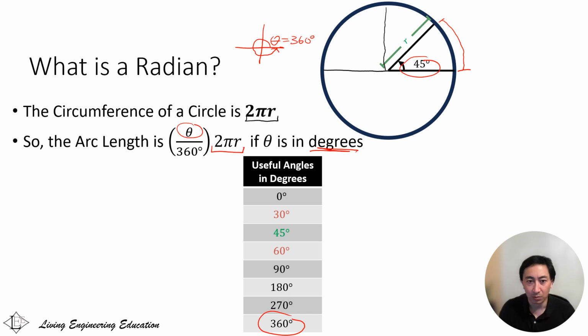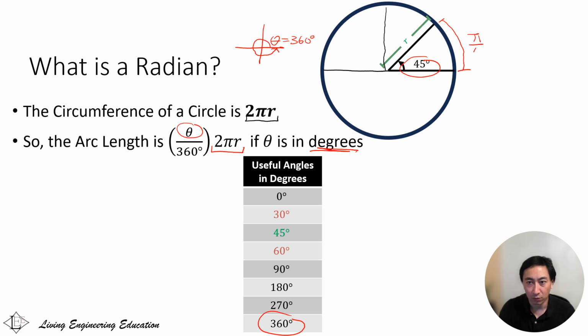So we could put 45 degrees in for theta right here. And 45 divided by 360 is 1/8. And so 2 pi over 8 would be pi over 4. So pi over 4 r would be this arc length.